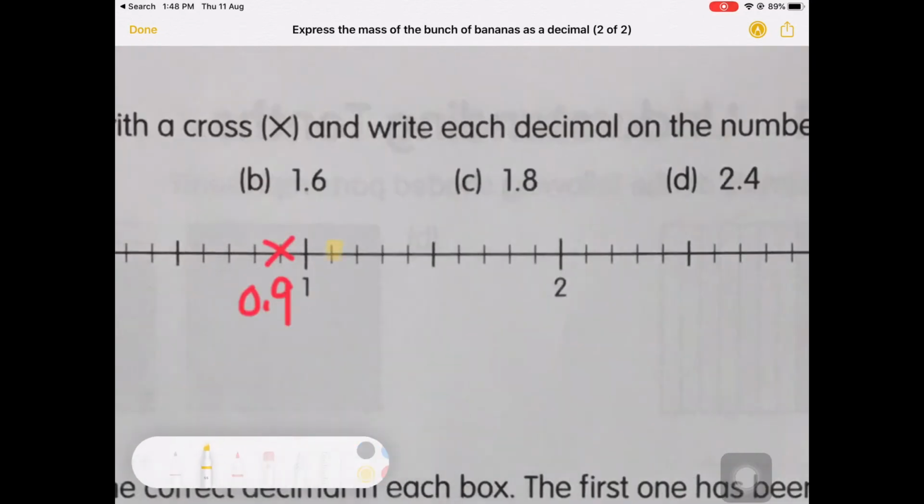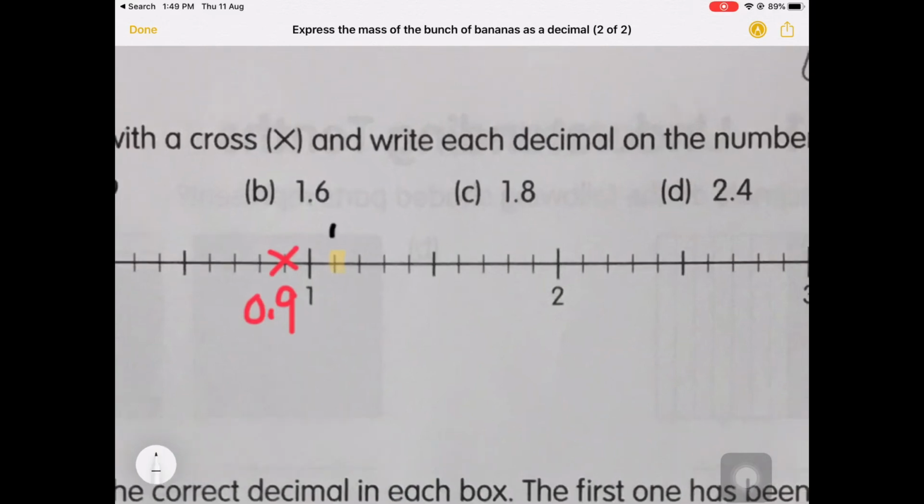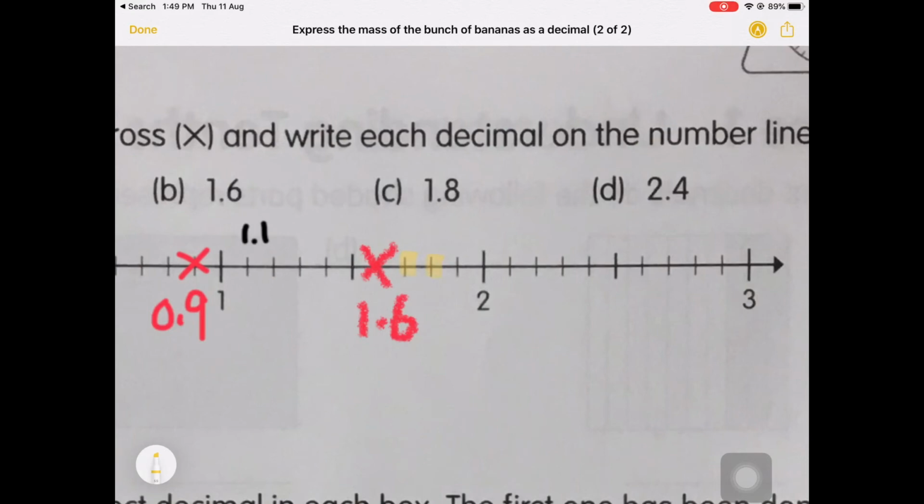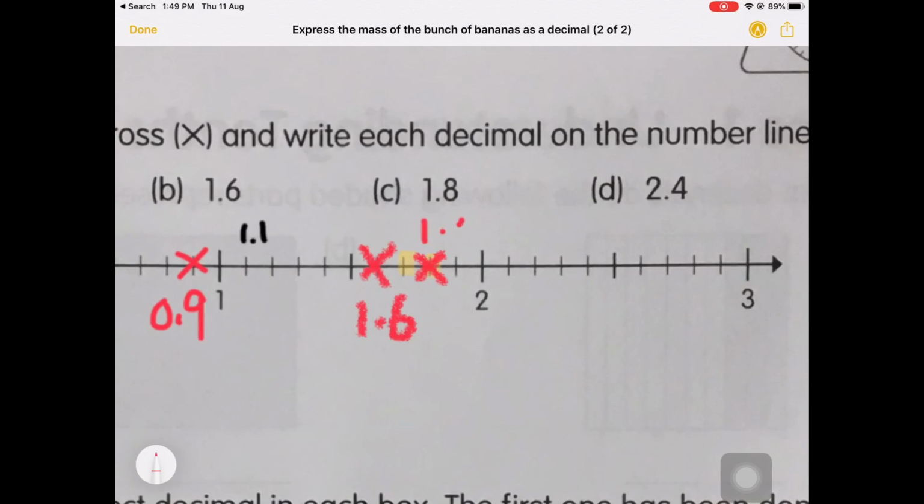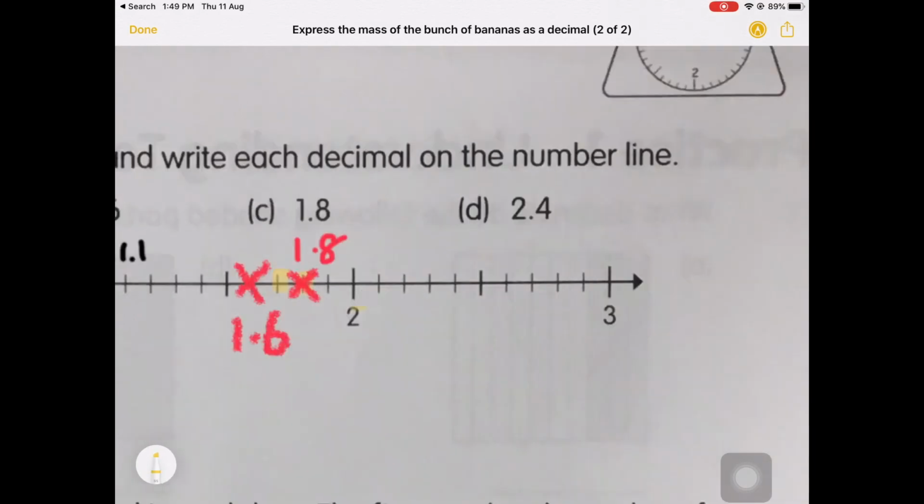Let's continue counting. After 1, it's 1.1, 1.2, 1.3, 1.4, 1.5, and 1.6. We have found 1.6. 1.7, 1.8. We have found 1.8. After 2 wholes is 2.1. 2.2, 2.3, and we have found 2.4.